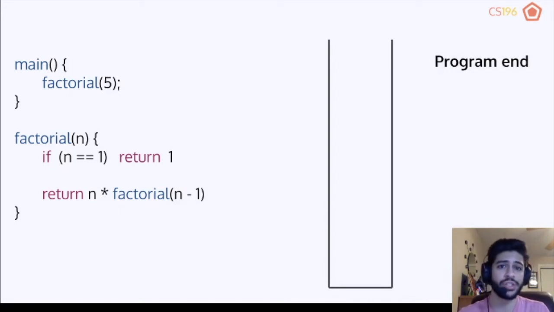So does anyone have any questions about the call stack before we continue? Because I'm going to show how it works with the Fibonacci numbers. So any questions before we continue?